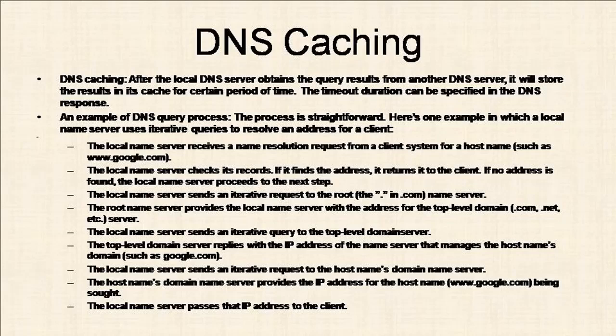DNS caching: after the local DNS server obtains the query results from another DNS server, it will store the result in its cache for a certain period of time. The timeout duration can be specified in the DNS response. So that means it's just like your ARP cache or the ICMP and its related caches. The same DNS cache will also be maintained there for a certain duration, around 20 minutes or 15 minutes. Till that duration, this cache will be maintained.